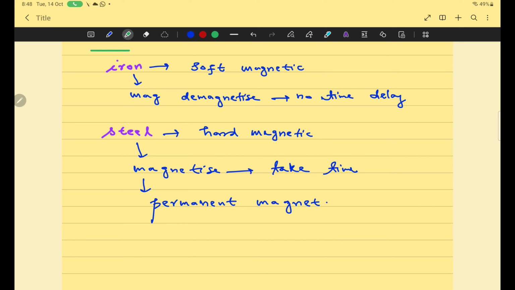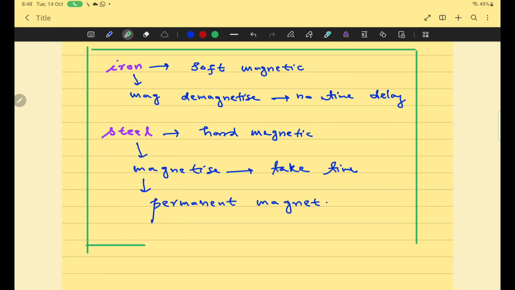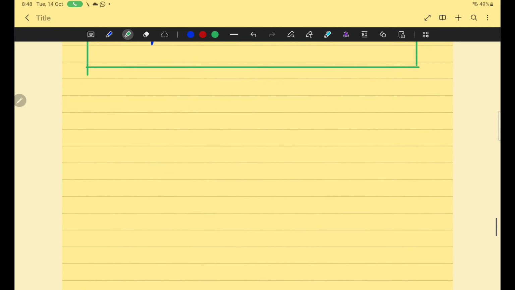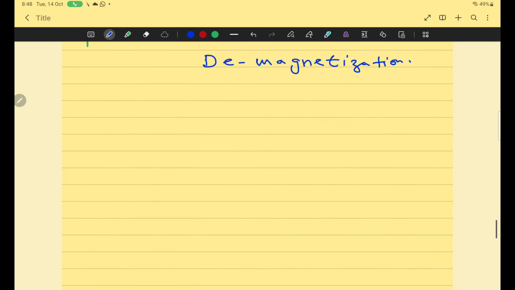Okay, beta. So we have completed the iron and steel difference. And now we are going to start demagnetization. Consider you have a steel permanent magnet and I want to demagnetize it. We have three methods of demagnetization.